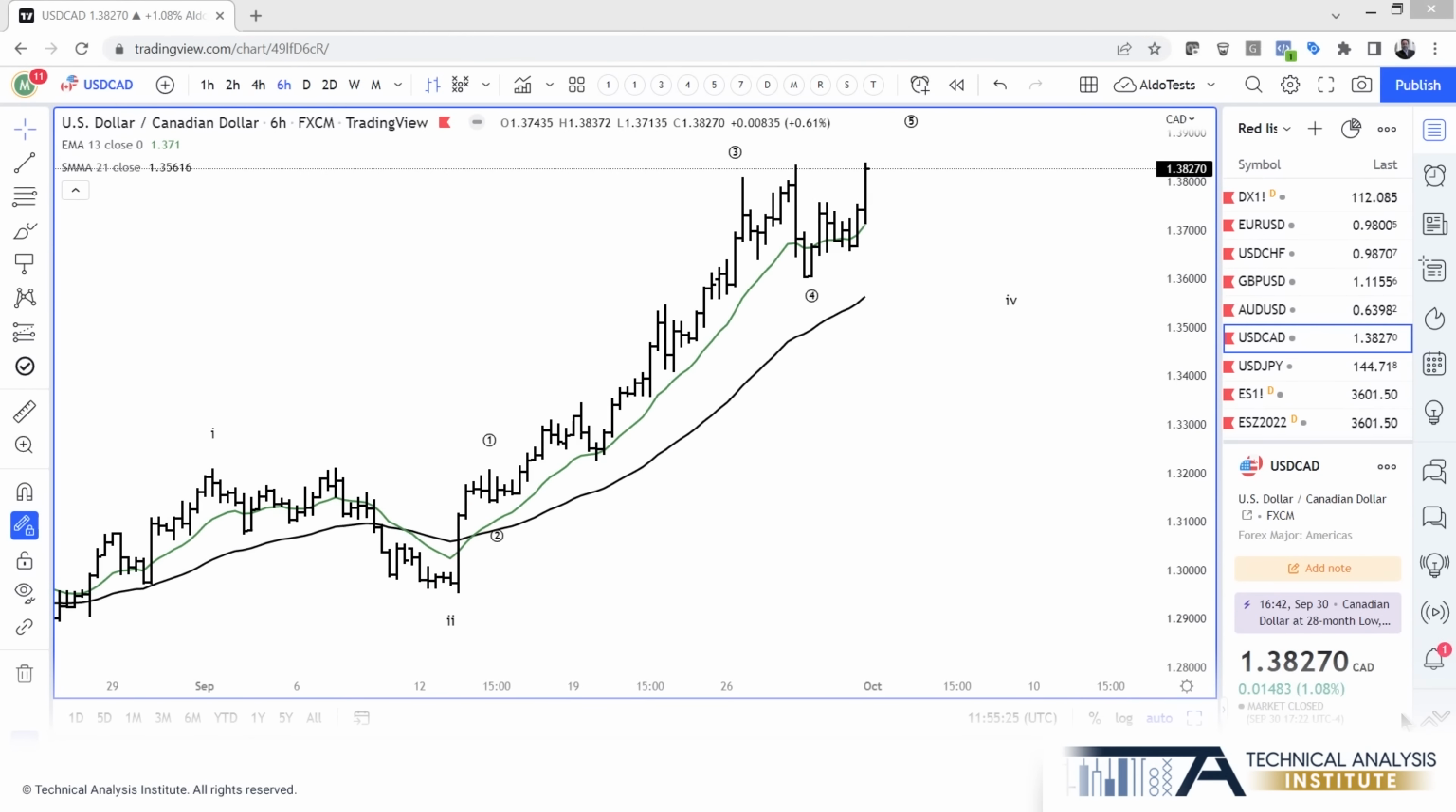This is a 6-hour chart of the Canadian dollar. The 13 exponential moving average crossed the 21 from below and gave a signal at around 131.70. Such a signal was strong enough as to take prices all the way to 138.39. That shows you how powerful those signals can be.